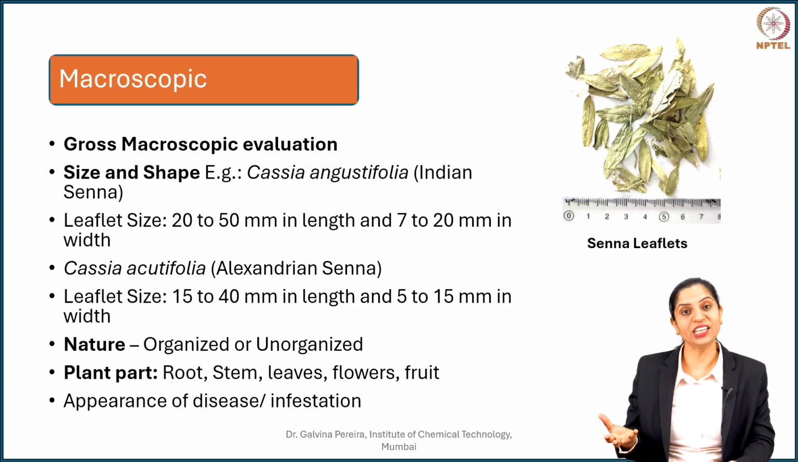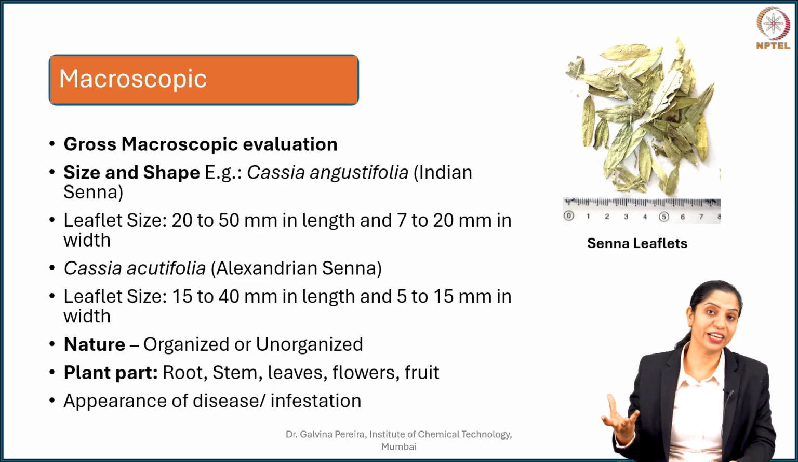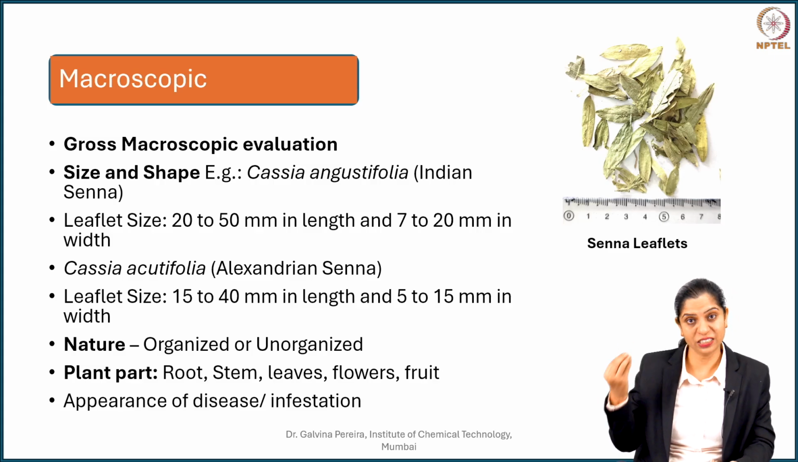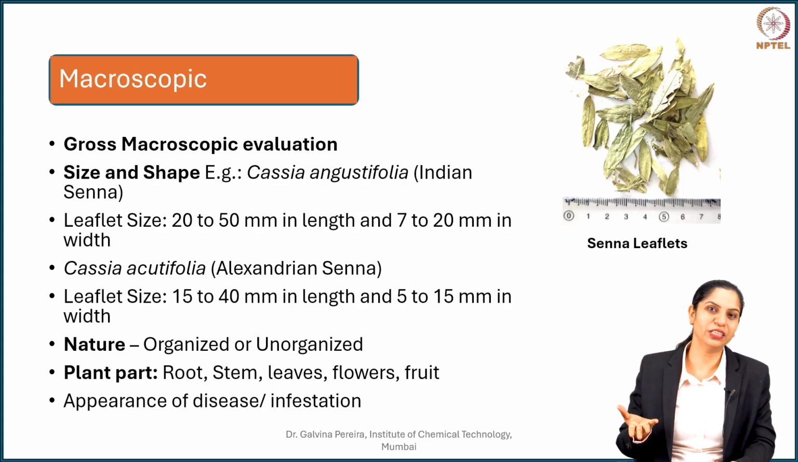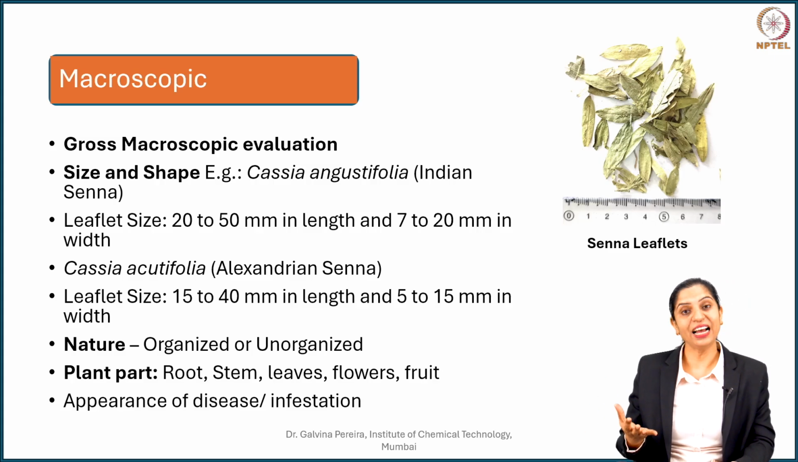Macroscopically, I can also understand if the drug given to me is organized or unorganized. Organized means it is cellular, made up of cells, organs, tissues, or it is non-cellular like your mucilages, acacia, gums or even resins or volatile oil. They are all called unorganized matter. Now visually I can also understand what plant part it is.